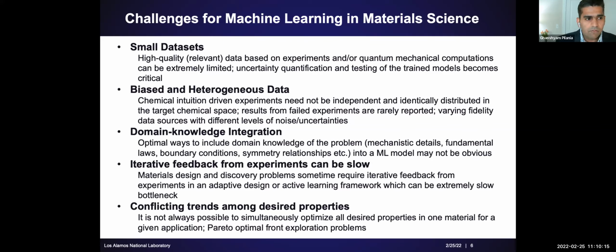Moreover, data can come from varying fidelity sources. So one can imagine a range of computational methods vastly varying in terms of computational accuracy and cost. And you can generate data on one property from all these computational methods, and that would have different levels of noise and uncertainty. And it may not be obvious how to combine this entire information to make optimal predictions.